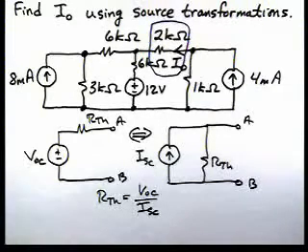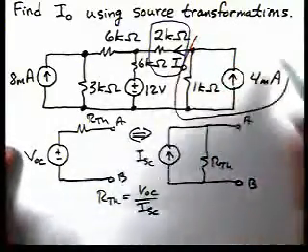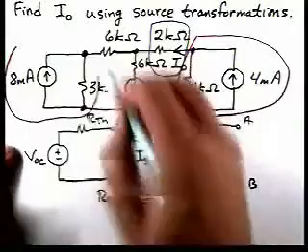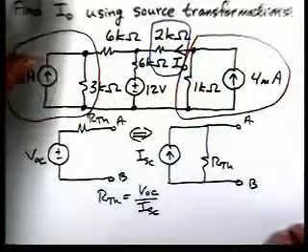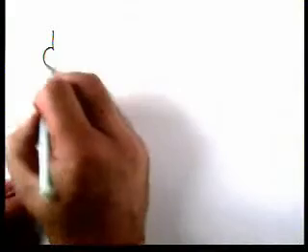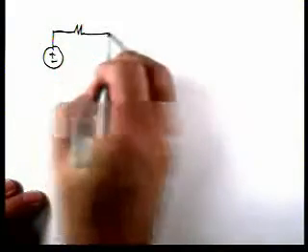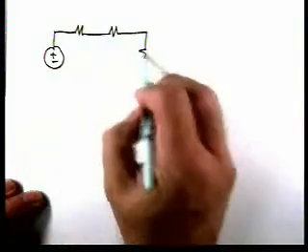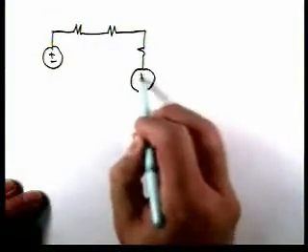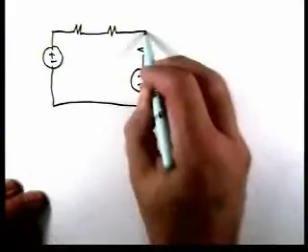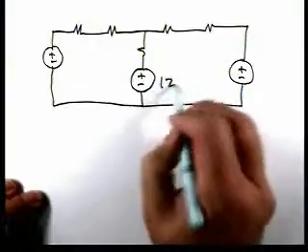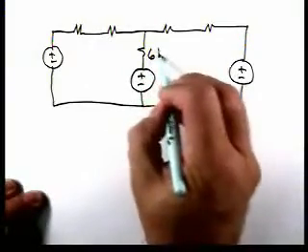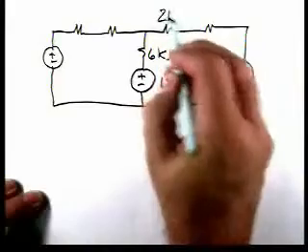Now if we look, to start off, we have two parts of the circuit that we can transform. So let's perform the source transformation on those. Our circuit will now become the following. So the 12 volt and the 6K are the same. Here's a 2 kilo ohm resistor.